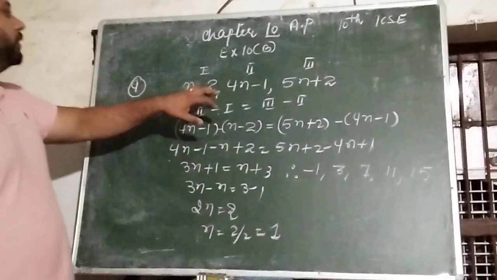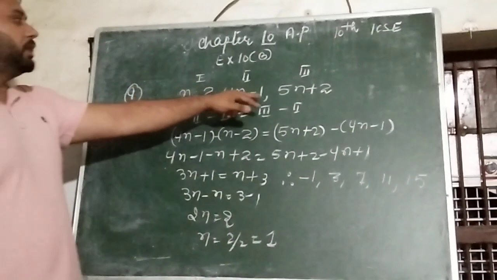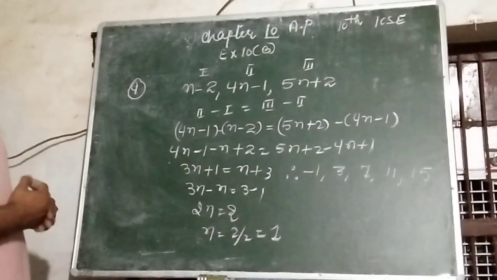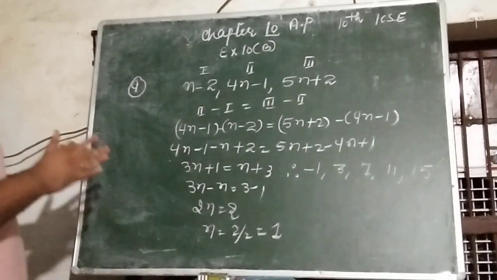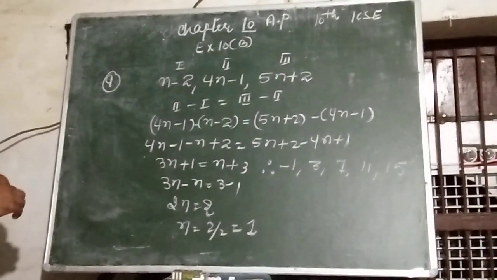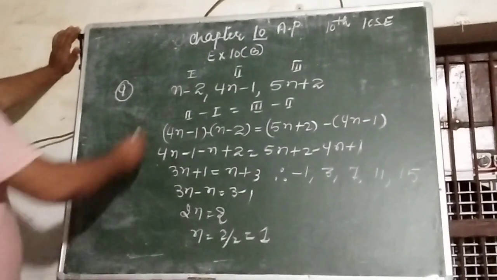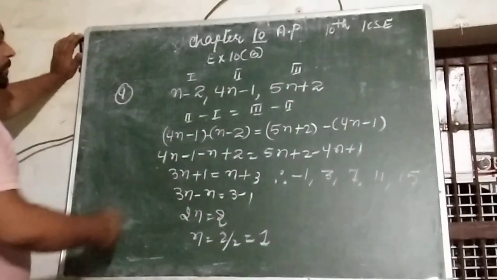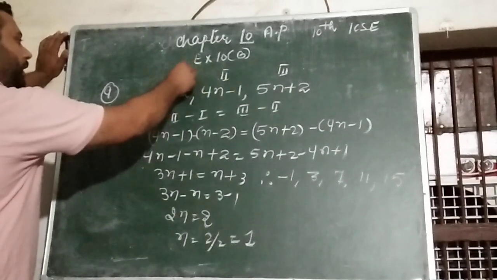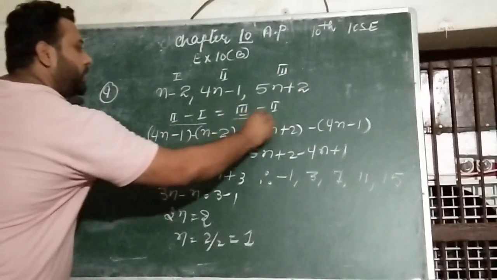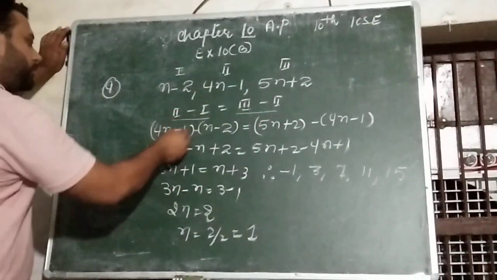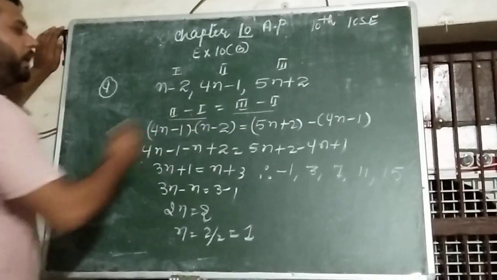Here 3 terms are given: n minus 2, 4n minus 1, 5n plus 2. These are in AP, and find the value of n and find the next two terms. So first of all we have to find the value of n. It is a very simple question, such a question often comes in the board exam too. As we know these three terms are in AP, so the common difference is the same everywhere. Second minus first and third minus second both give the common difference and both will be the same. So I did second minus first, third minus second, and kept both equal.